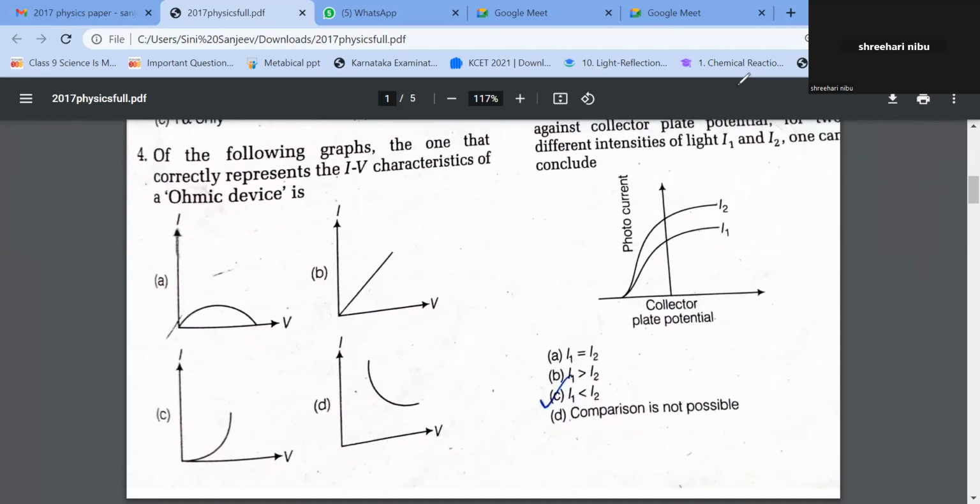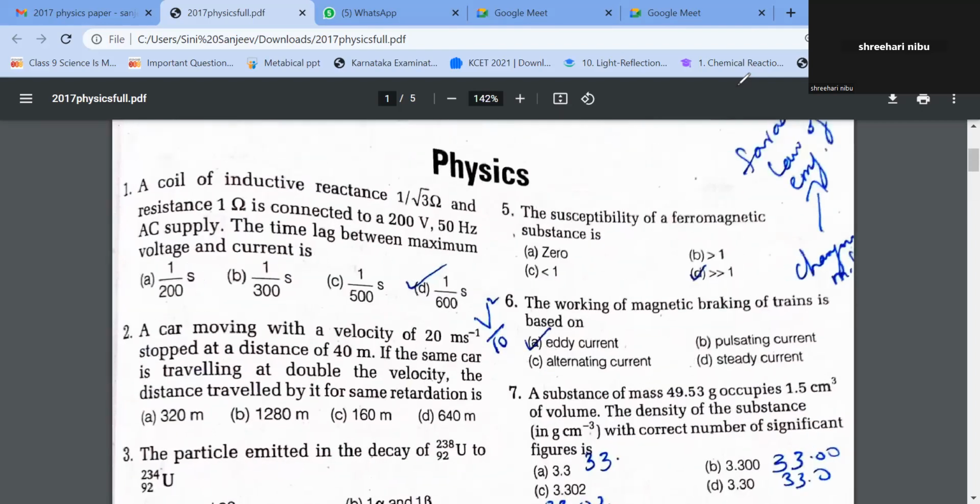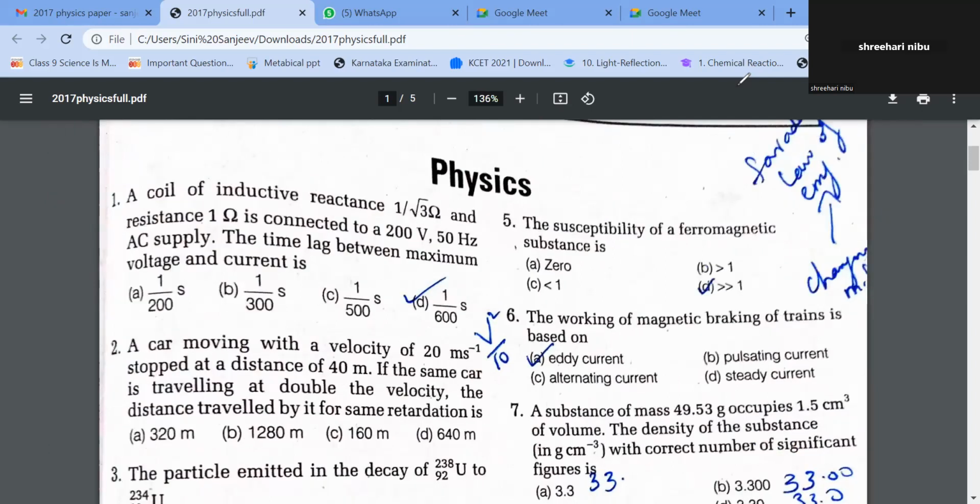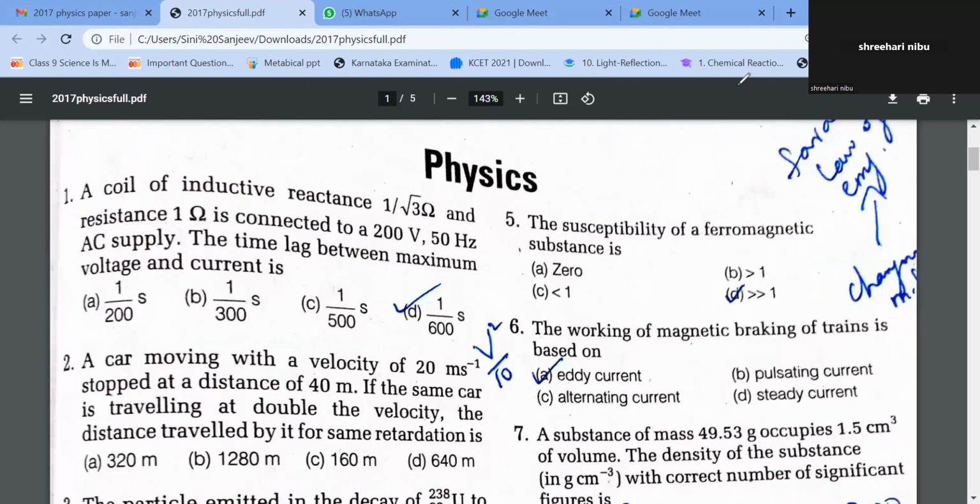Fourth one. What is the answer? Is it B, sir? Correct. Simple thing. This one, fifth one. The susceptibility of a ferromagnetic substance is what? It is always very much greater than 1. Correct.